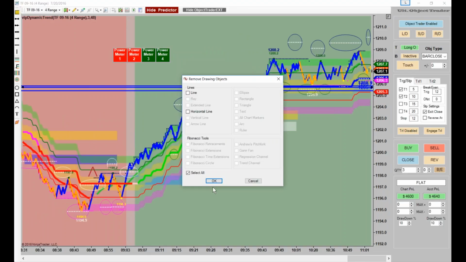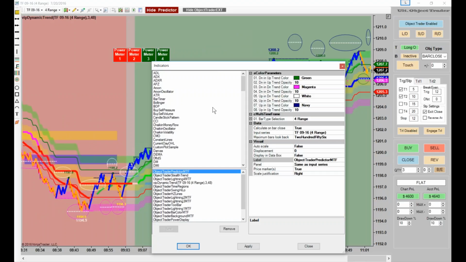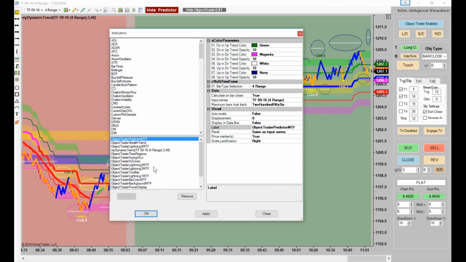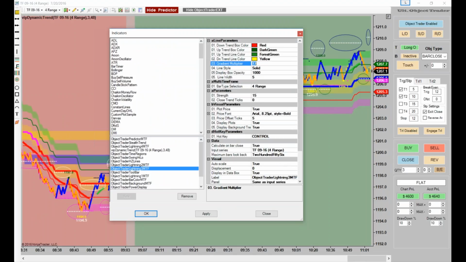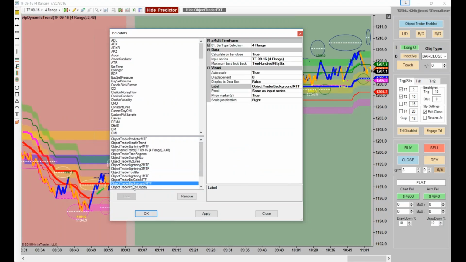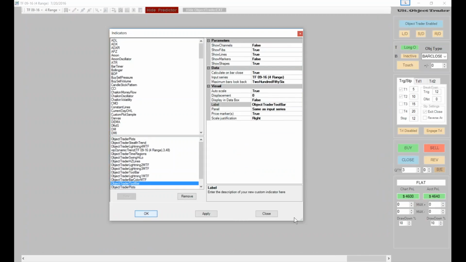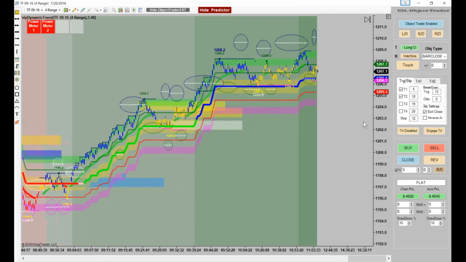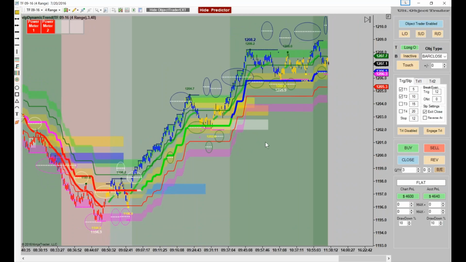Let's get rid of all this, and I'll show you a background that we developed also for this, if you want to use it. Lightning 3 background, turn it on, display, make sure it's set at about, oh, say 25 for the gradient, should be fine, and turn off your background for Object Trader, and then click it. And let's see, this has gone through 1, 2, 3, 4 stages. That trend's almost over.